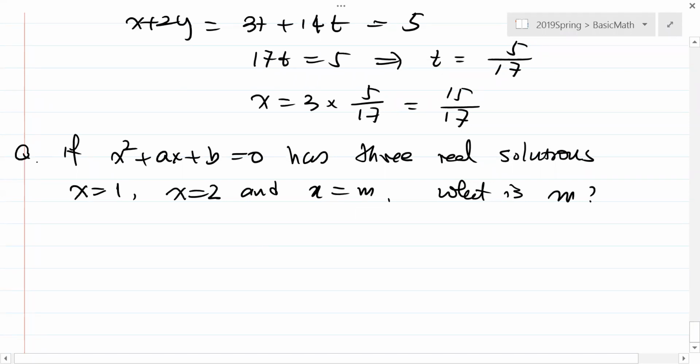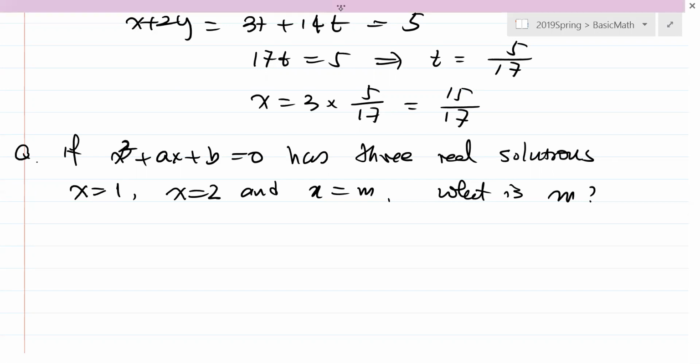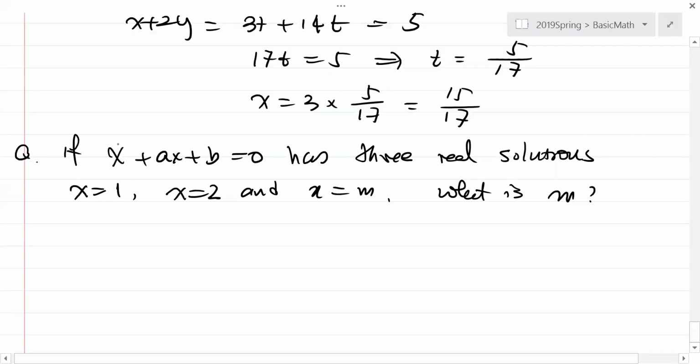So 1 times 1 is 1, plus a, plus b is 0. Oh, wait a minute, hold on. My mistake. It's x cubed. A cubic equation has 3 roots, otherwise you only have 2. So a minus b equals -1. You cannot have 3 different solutions otherwise. A cubic equation has 3 solutions.